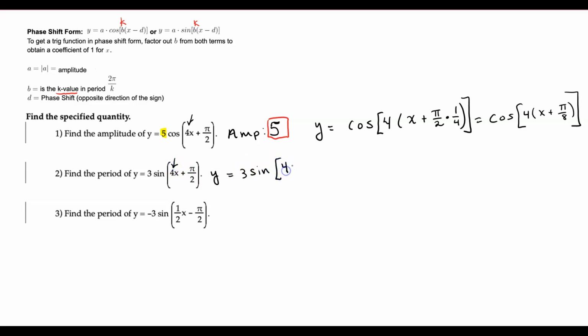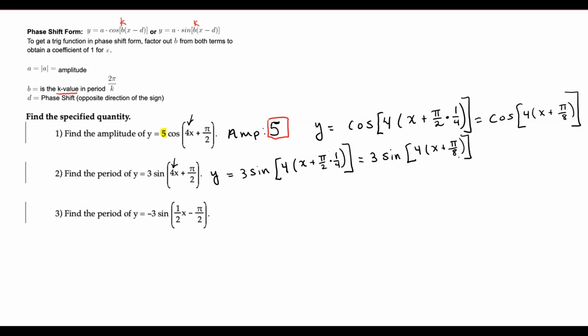This is actually the same work that we did in the last problem. It's identical; the difference is sine and cosine. So x plus pi over 2, times 1 over 4, because we have to divide out 4. We close it. And then again, it's 3 times sine, and I'm going to put the square bracket just for the sake of not having double parentheses, x plus pi over 8.